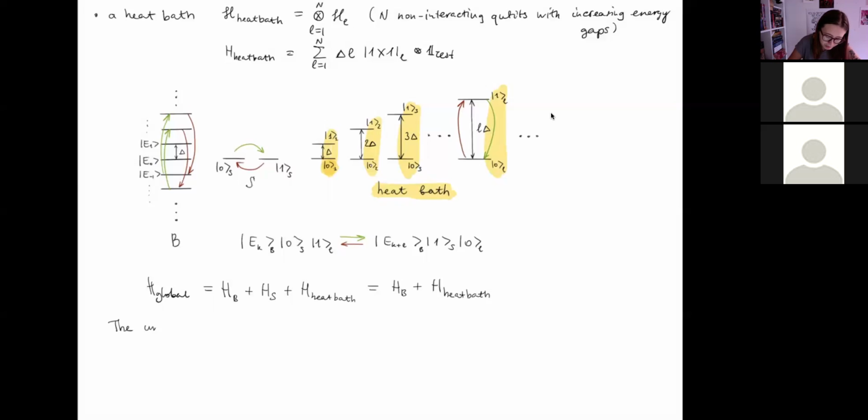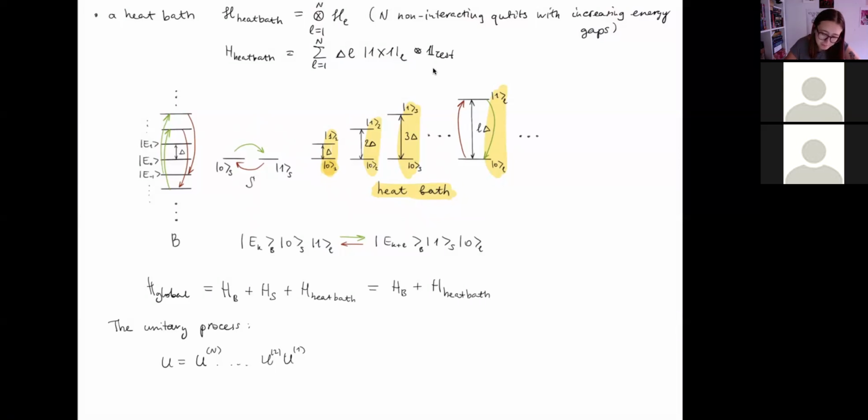So what we are doing, we are applying the unitary process. We're applying conceptually the same unitary n times, but just coupling to different qubits of the heat bath. So we can just write it as applying the unitaries: first U1, U2, and so on, up to UN. And each unitary, as I said, does the following.